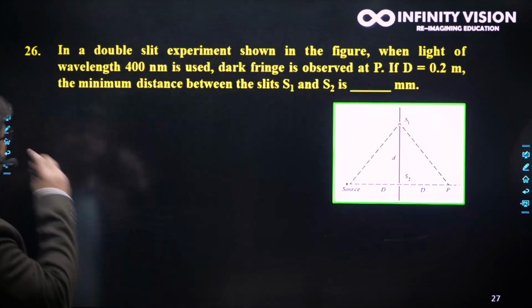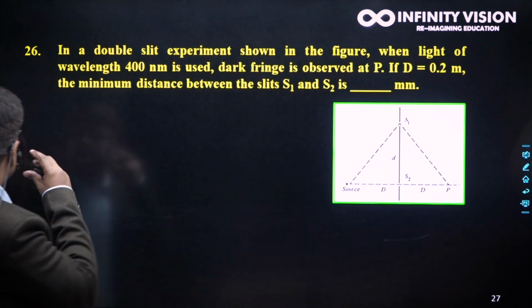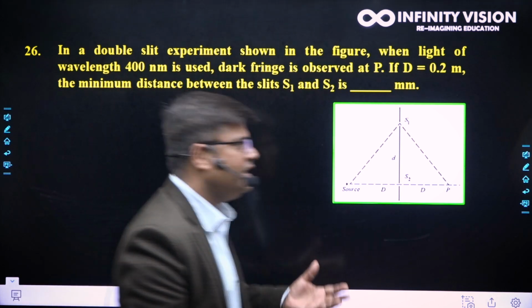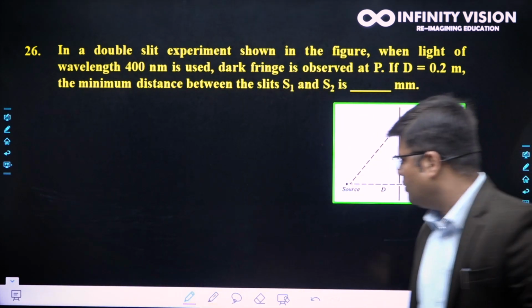So moving on to next question, question number 26. This question is based basically on a double slit experiment. The diagram is a little bit modified. It's not the conventional diagram that is given in the book.